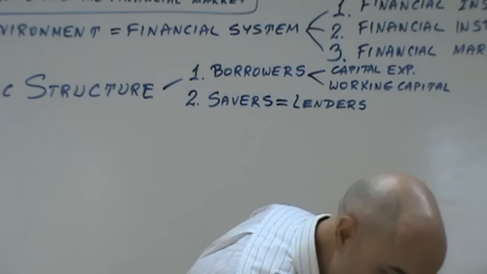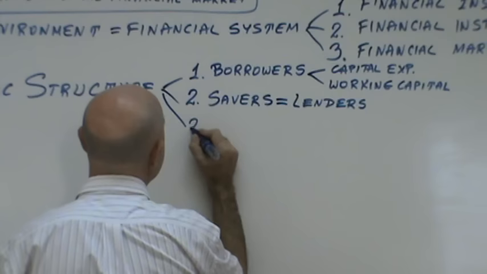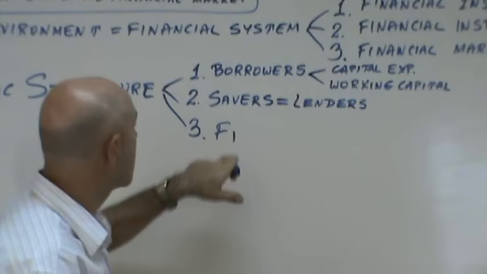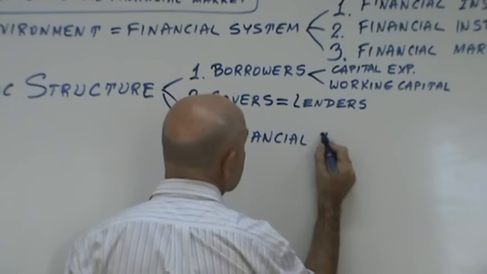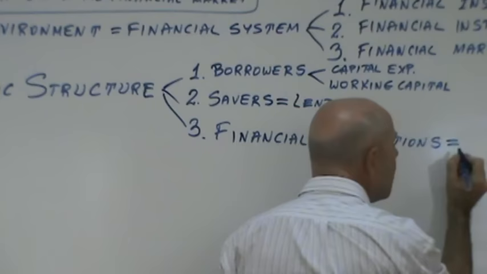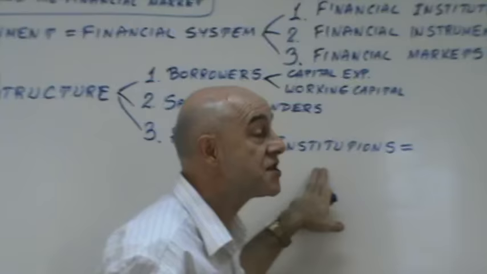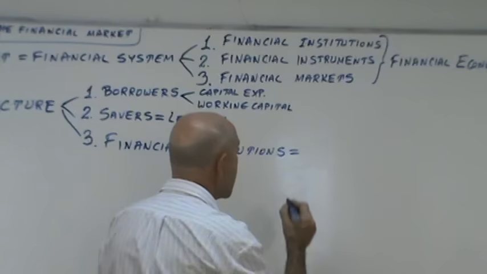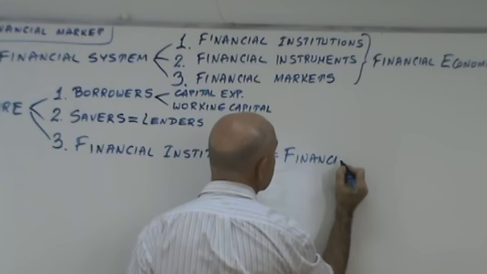And number three will be, again, basic structure, who are here the players? Who are the players? Financial institutions. Now, in the textbook, it says, and I'll write it very clearly, that almost always, a financial institution is exactly the same as a financial intermediary.